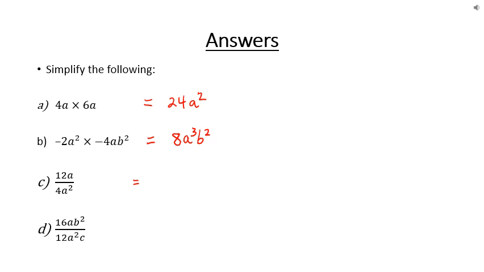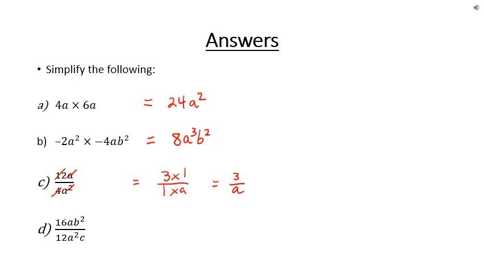In my third example, 12 divided by 4, that can cancel to be 3 over 1. And then a over a squared cancels down to just be 1 over a. So then my answer for that would be 3 over a. Now remember, that's an a, not a 9.